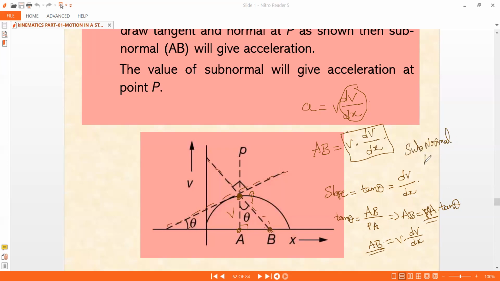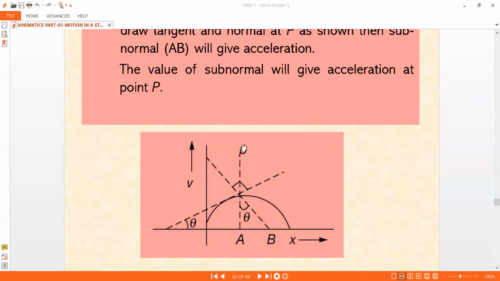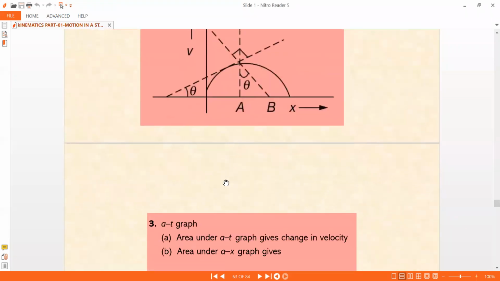The subnormal is nothing but the length AB. It may look like it is only a displacement, but don't worry, it directly gives the value, as I just showed you: AB is V into dV by dx, and V into dV by dx happens to be the acceleration. That's a very nice trick to solve this particular problem. I hope you understood how to derive the acceleration from a velocity-displacement curve.